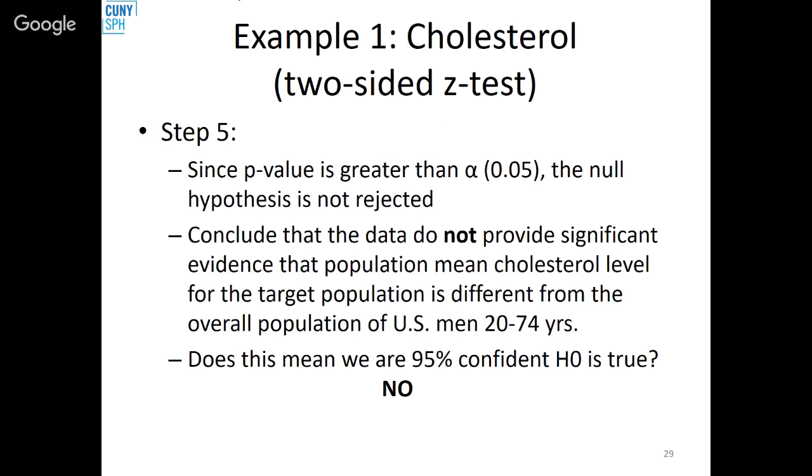So step 5, we decide not to reject the null hypothesis. We conclude that the data do not provide significant evidence that the population mean cholesterol level for our target population, which were hypertensive males, is different from the overall population of US males. So does this mean that we're 95% confident that the null hypothesis is true, that the cholesterol level of hypertensive males is the same as for all males?